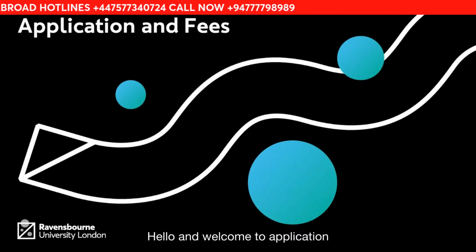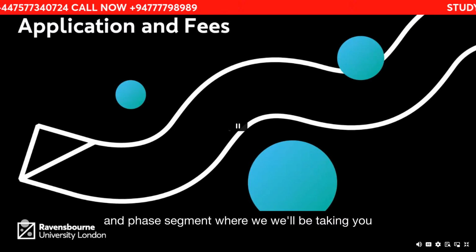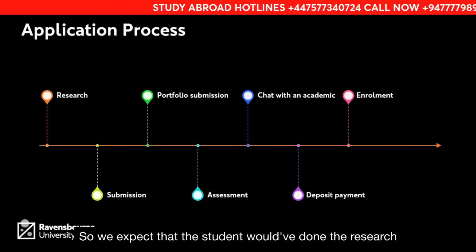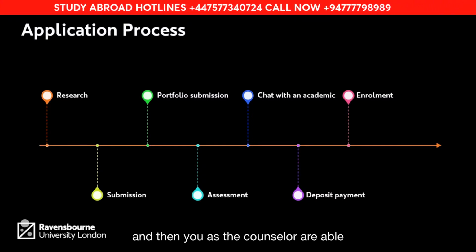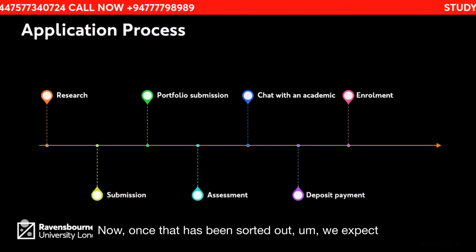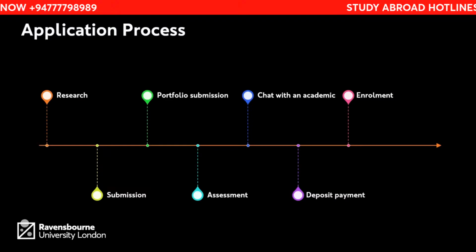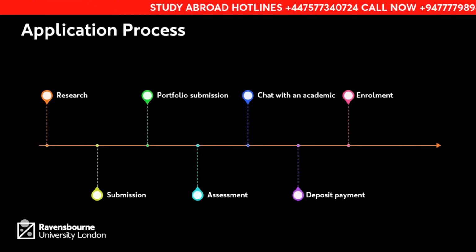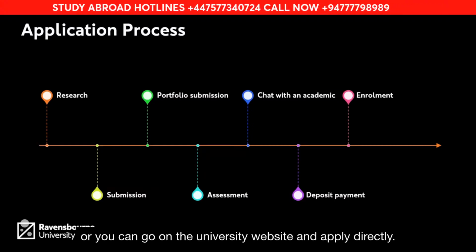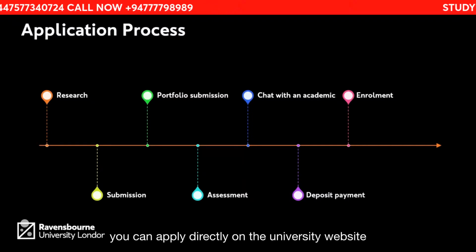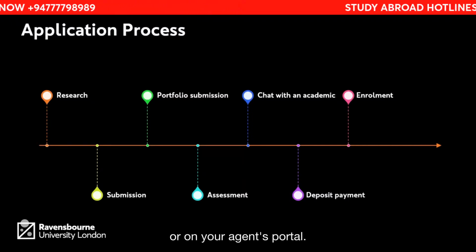Hello and welcome to the Application and Fees segment, where we will be taking you through the timeline of activities or events when a student comes to meet you. So we expect that the student would have done the research, and then you as the counselor are able to guide them on their chosen courses. Now, once that has been sorted out, we expect that you will help them in submitting the applications. Applications can be submitted directly via your account, your portal, or you can go on the university website and apply directly. Even for undergraduate courses, you can apply directly on the university website or on your agent's portal.